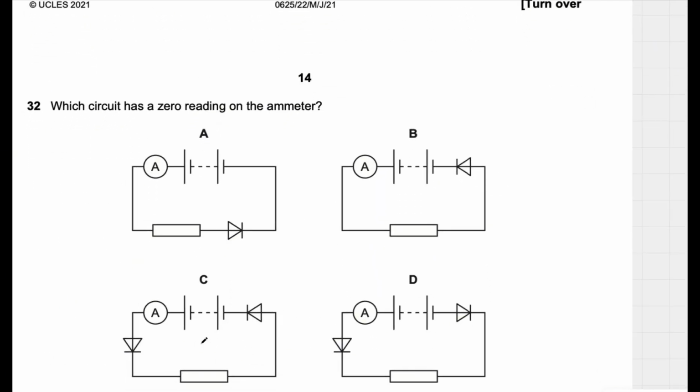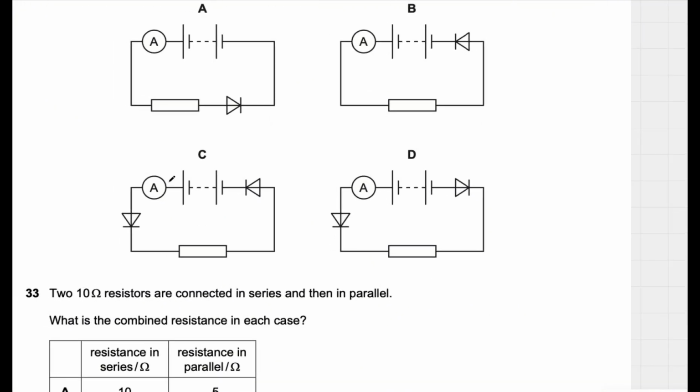Question: which circuit has a zero reading diode? Which circuit has a zero reading diode? Let's see. Current flows from positive like this. This one will not have a zero reading because the diode is fixed properly. Now let's see this one. This one will not have a zero reading either because the diode is also fixed properly. If current is coming like this, the diode will be in the proper way. Now let's see this one, C.